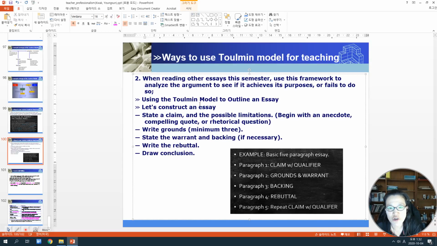Another way to use Toulmin's argumentation model is analyzing or writing your own essay using Toulmin's components in your writing. So this one is the example showing how to write argumentative writing using Toulmin's model. So try to provide these components in your writing so that you can strengthen your writing or your claim.